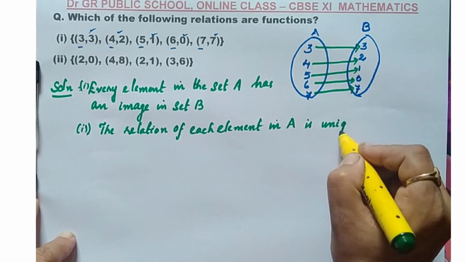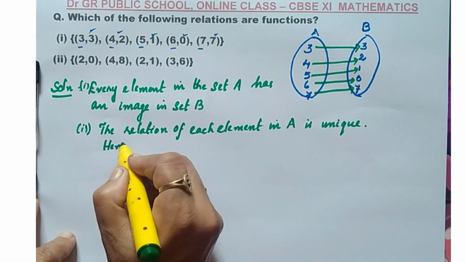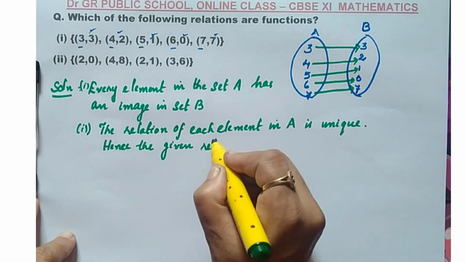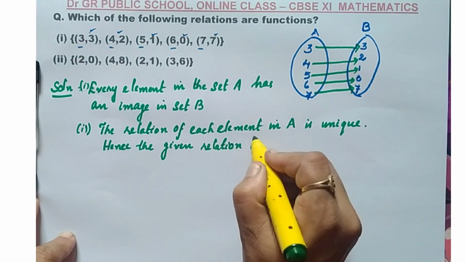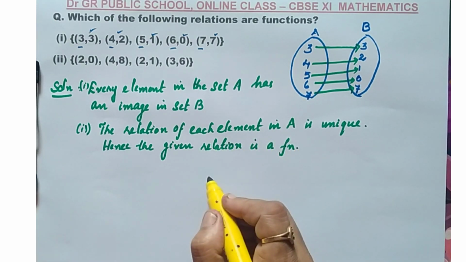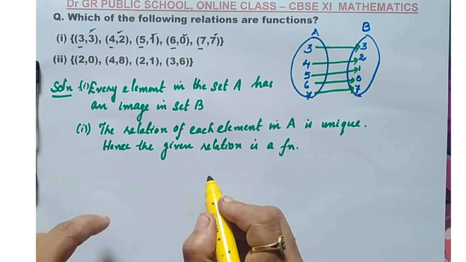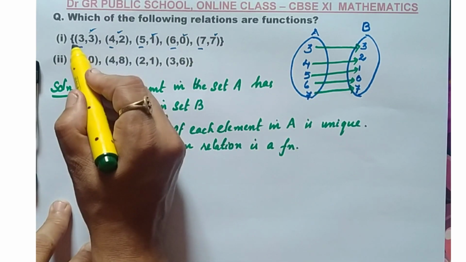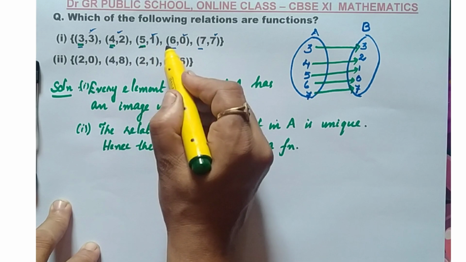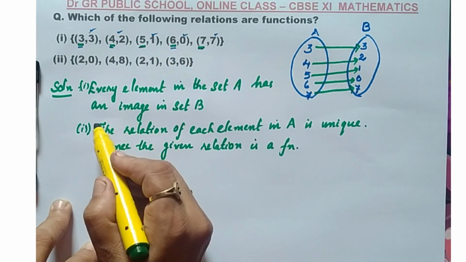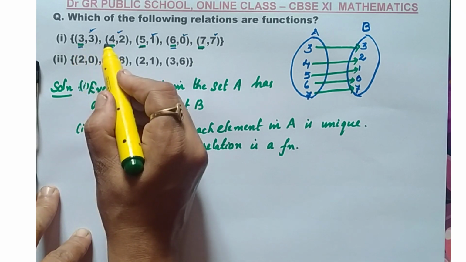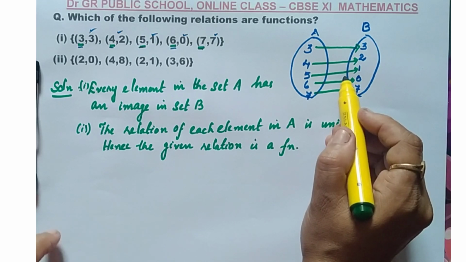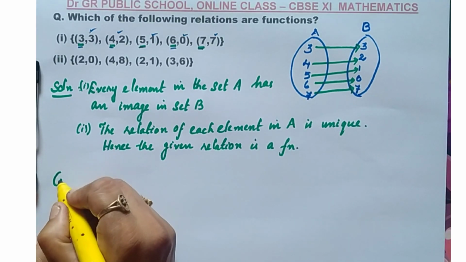One and only one connection, hence the given relation is a function. So from the first question, you can identify one more property: if the given relation is a function, the first element in each ordered pair is different. It must not repeat. If the first element of each ordered pair is different, then definitely the relation will be a function. Come to the second question.